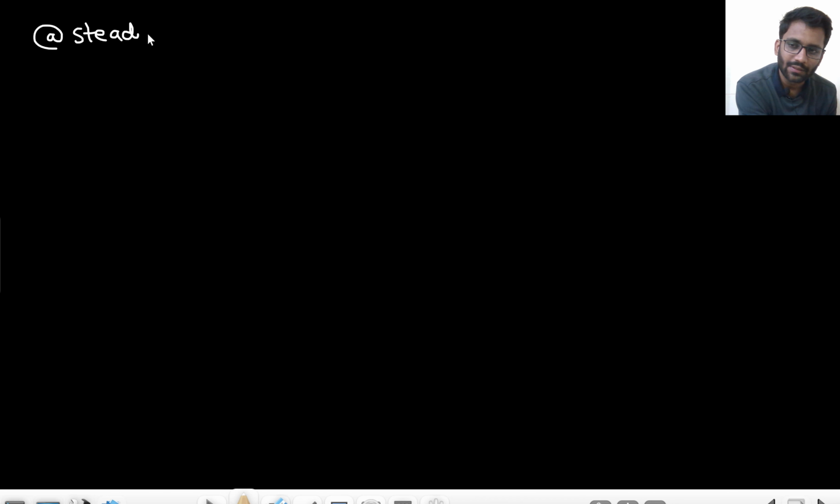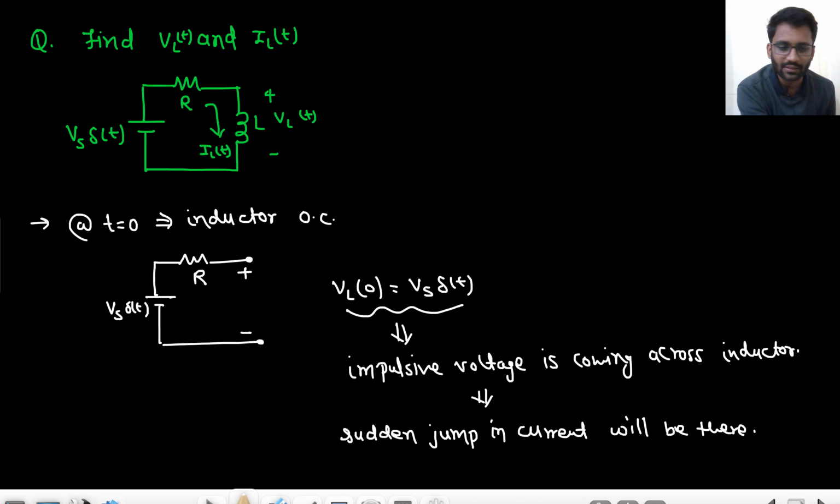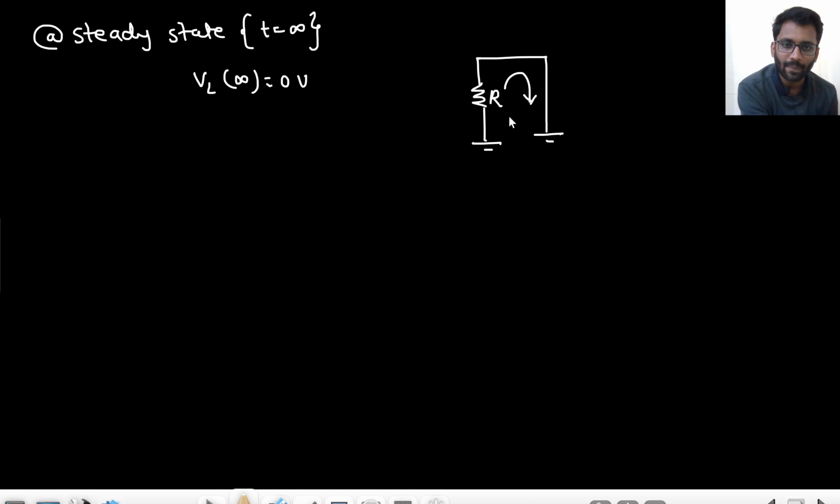At steady state, that means at t equals infinity, what will happen? The current through the inductor will be 0. Sorry, the voltage across the inductor will be 0, because at steady state, what do we know? Voltage across the inductor will be 0, right? So this is your circuit, because the input is already gone. This is all R, and the inductor will be shorted, right? So I_R, whatever the direction, I_L, whatever the direction, I_L(t) would also be 0. So I_L(infinity) would also be 0 ampere, right?